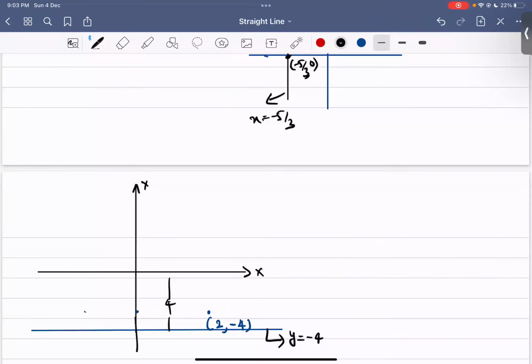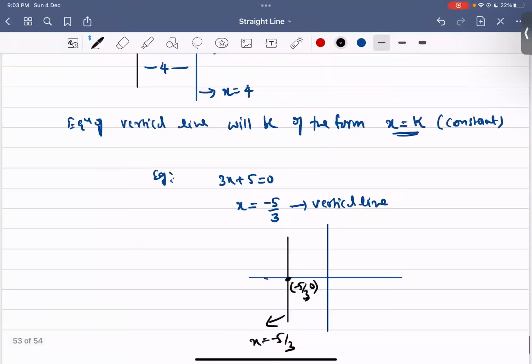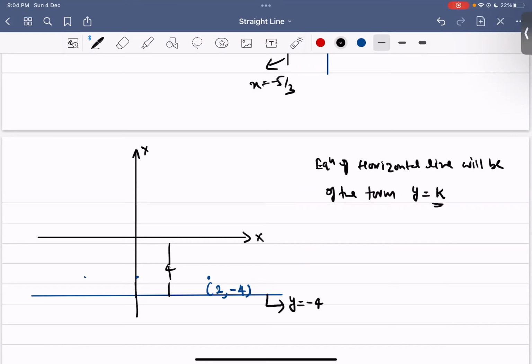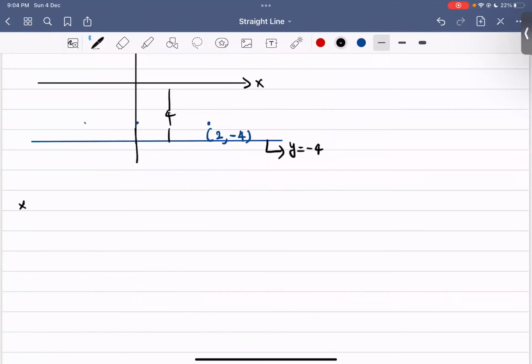Therefore, the horizontal line will be of the form what? Vertical line will be x equal to k. The equation of a horizontal line will be of the form y is equal to constant. Next, on the x-axis, y is equal to 0. On the y-axis, x equal to 0.